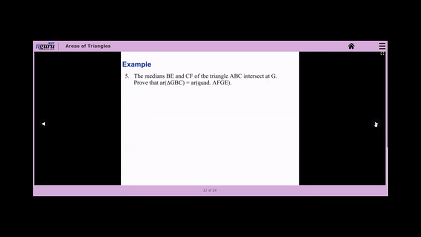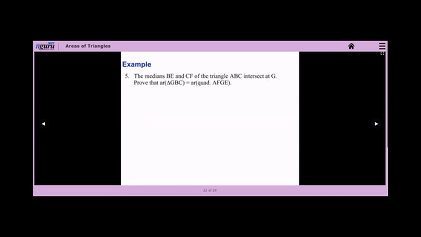Correct? Yes, ma'am. And we know that BCD is half of ABC. So BPQ also will be half of ABC. Correct? Yes, ma'am.